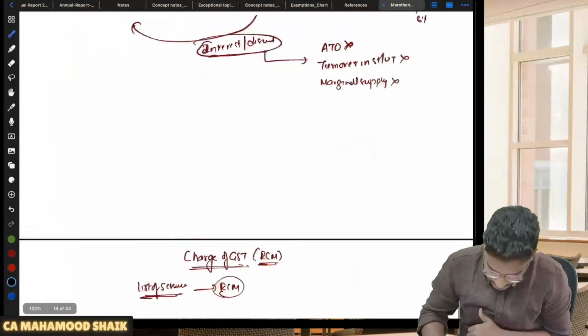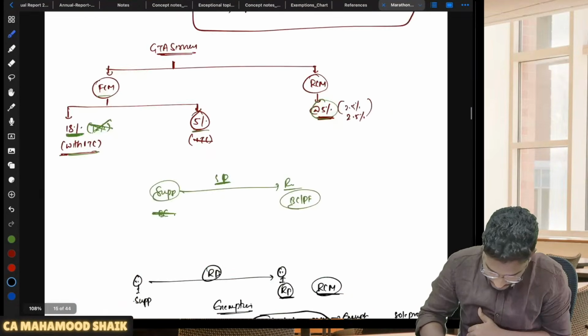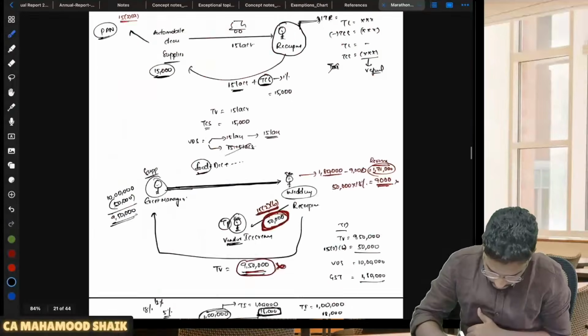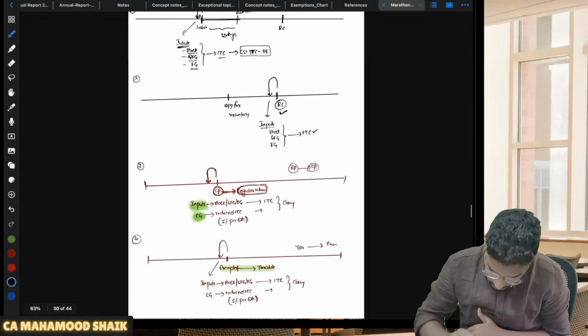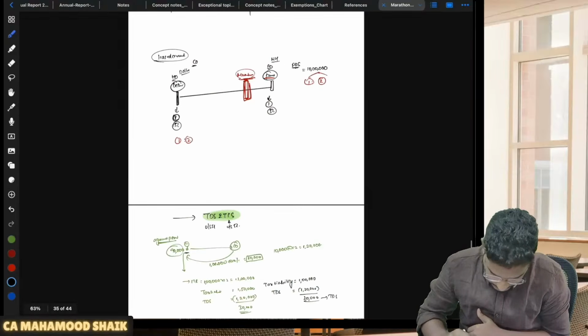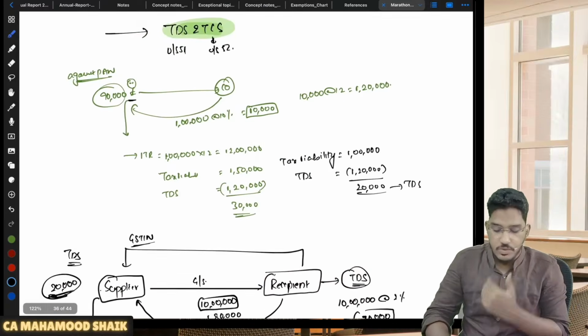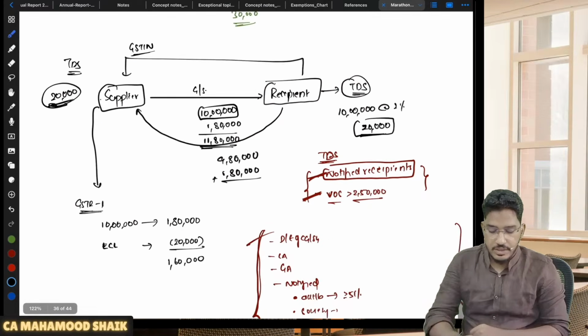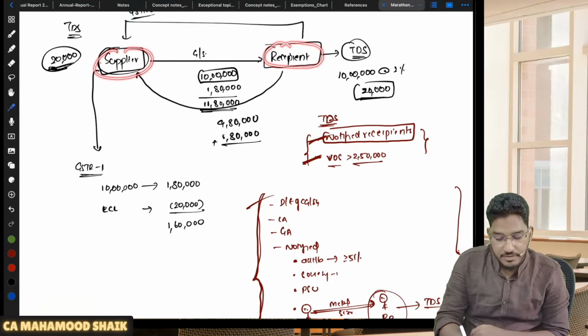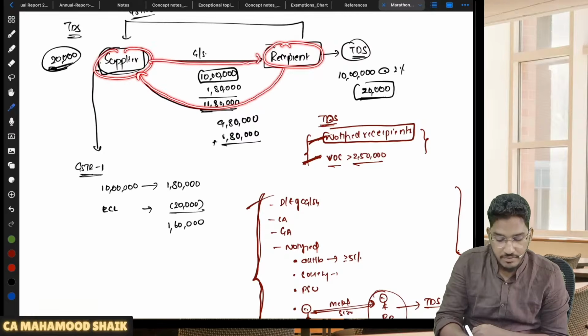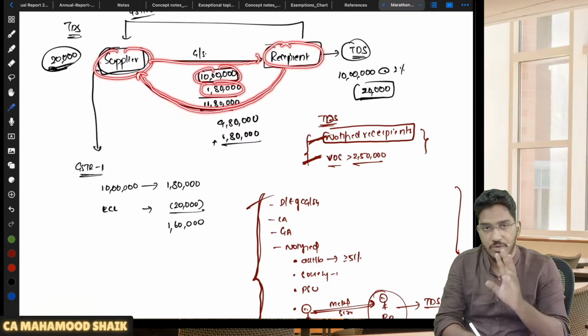Sir, what is the TDS concept? See here. There is a supplier. Let me try to explain this from the scenario. There is a supplier who is making a supply to the recipient, and for which the recipient is required to pay the transaction value. Supplier is making a supply to the recipient where value is 10 lakh rupees, amount of GST is 1,80,000, total 11,80,000 rupees the recipient is required to pay.